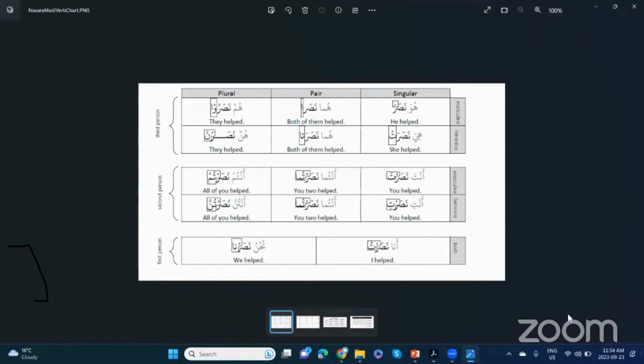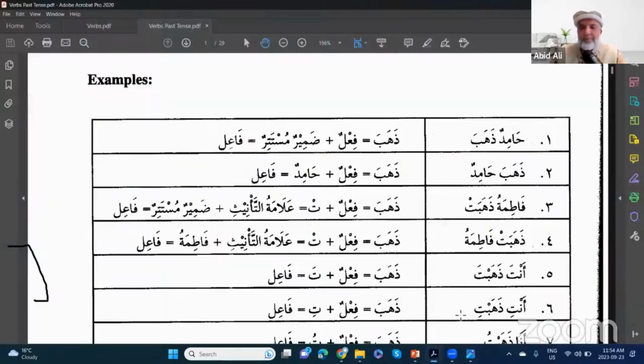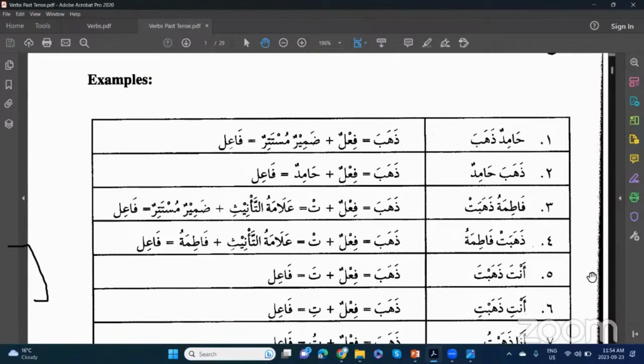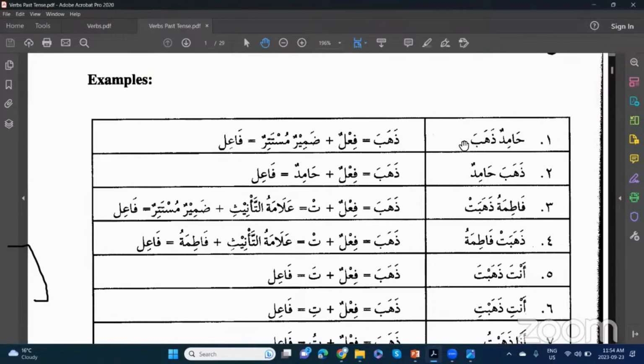Since we are running out of time, I want to quickly show you this slide. Look at this: Hamidun zahaba. Hamidun, I'm telling you right now, is in the rafa, because when the noun is singular, if you see two dhammas, that means it's in the rafa. Can we agree with that? So, Brother Sharik, you just asked me a question. Is it okay to write like this? Here it says Hamid went.